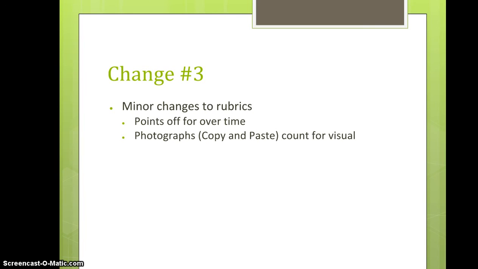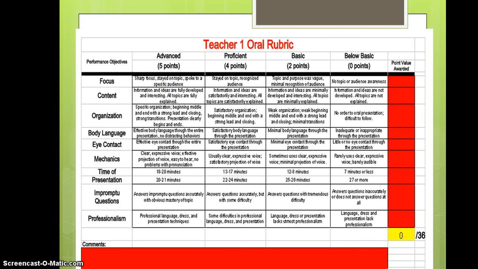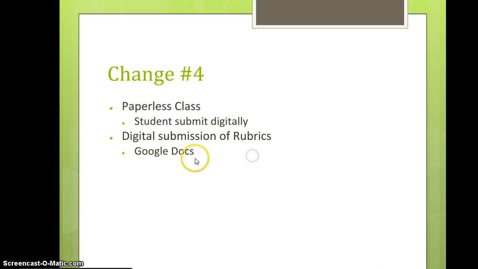Change number 3 is that there are minor changes to the rubrics. You will be taking points off if the students go over time. And again, as I said before, photographs can be counted for the visual impact that they have within their presentation, but not as the technology. And again, you can see the oral rubric includes the focus, content, organization, body language, eye contact, mechanics, and here's then where the time is, they need to be within this time frame.